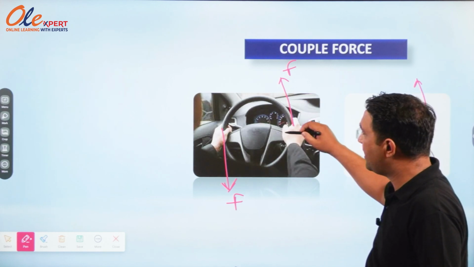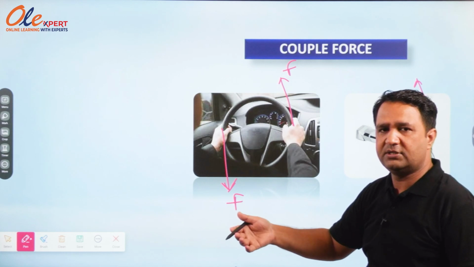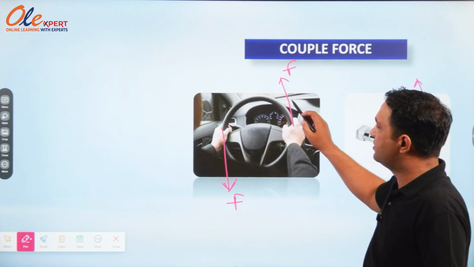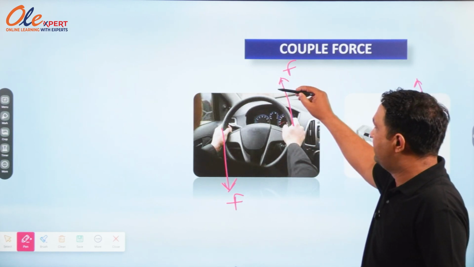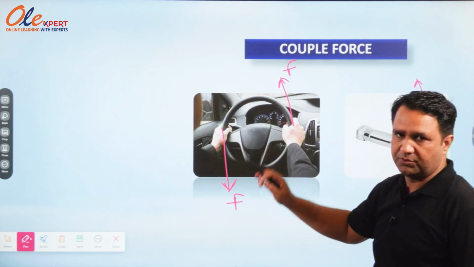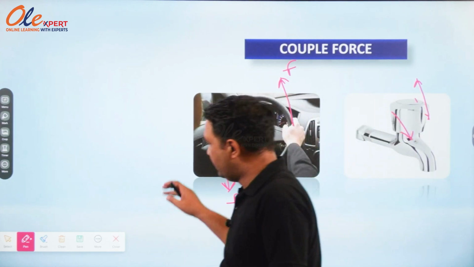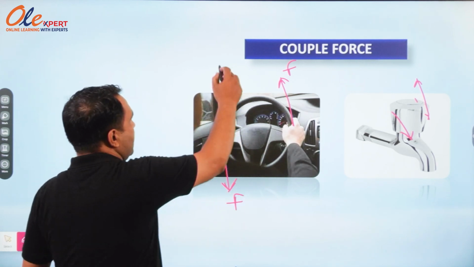It should not pass through the fixed point or fulcrum or pivoted point or axis. These forces should not pass through the axis, right? And it should be equal in magnitude. So when these forces are applied on any object, these forces are known as couple force.